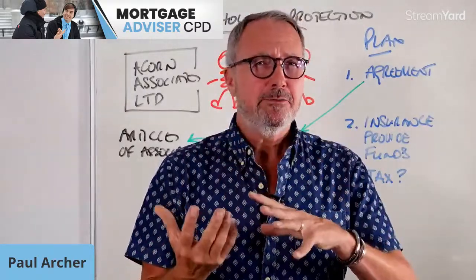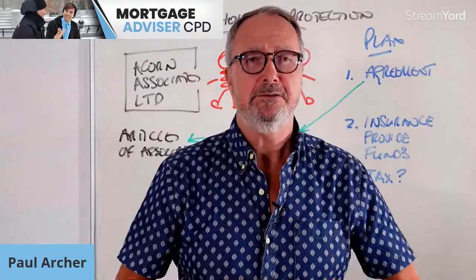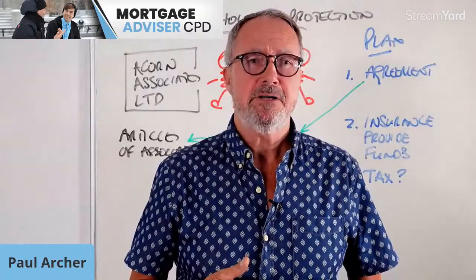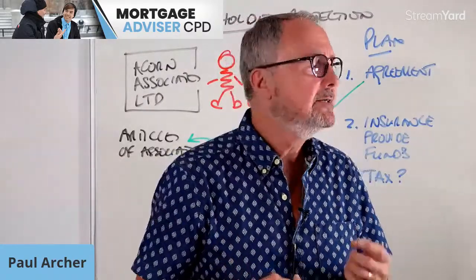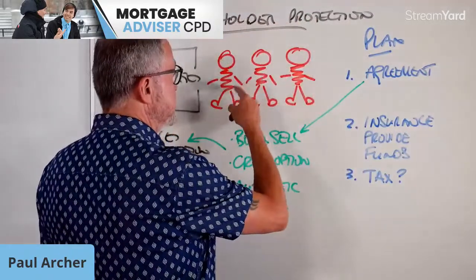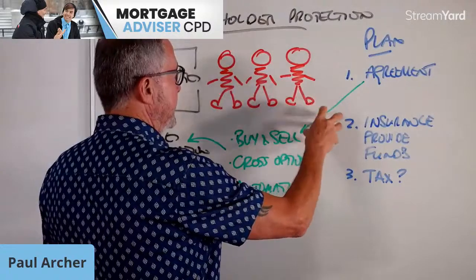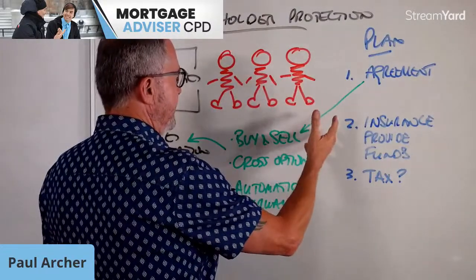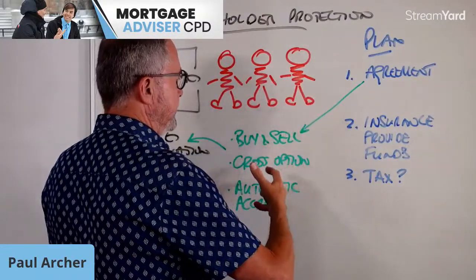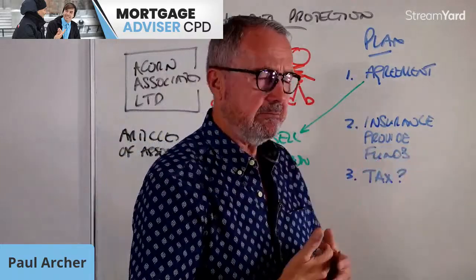Work out the value of the shares. Difficult thing to do. The accountant will help you with that one. See how much money is needed by the surviving directors to pay for the shares that have gone to the beneficiaries. What's the value of them? You'll need to make sure that the sum assured increases in line with inflation.